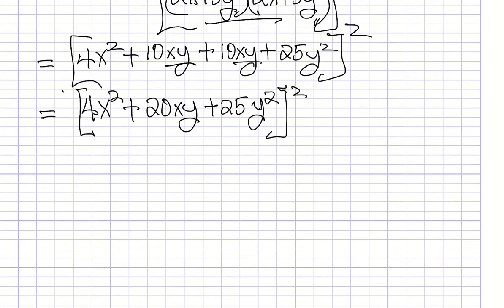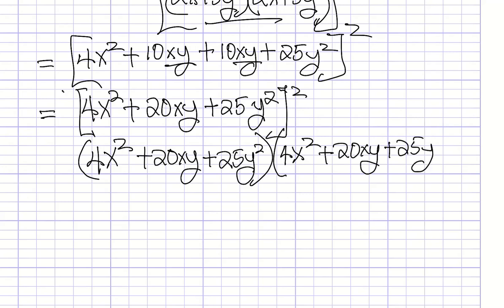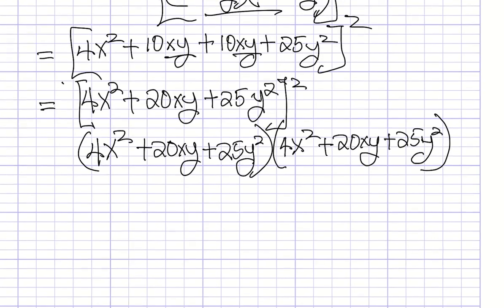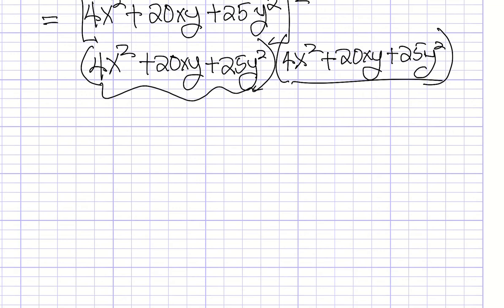So basically what that means, you take 4x squared plus 20xy plus 25y squared, and you multiply with another one of that: 4x squared plus 20xy plus 25y squared. That's all that means. So basically you take each term over here and you multiply it one by one. Alright, so let's start with 4x.